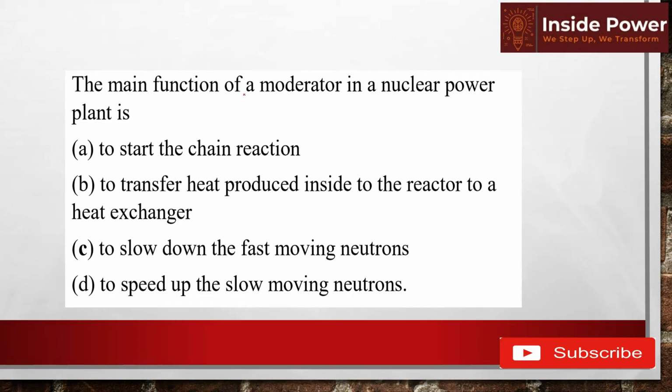The main function of a moderator in a nuclear power plant is to start the chain reaction, no. To transfer heat produced inside the reactor to the heat exchanger, no. To slow down the fast moving neutron, yes. So the function of the moderator is to slow down the fast moving neutron, that is the correct option. Otherwise, to speed up the slow moving neutron is not the correct option.